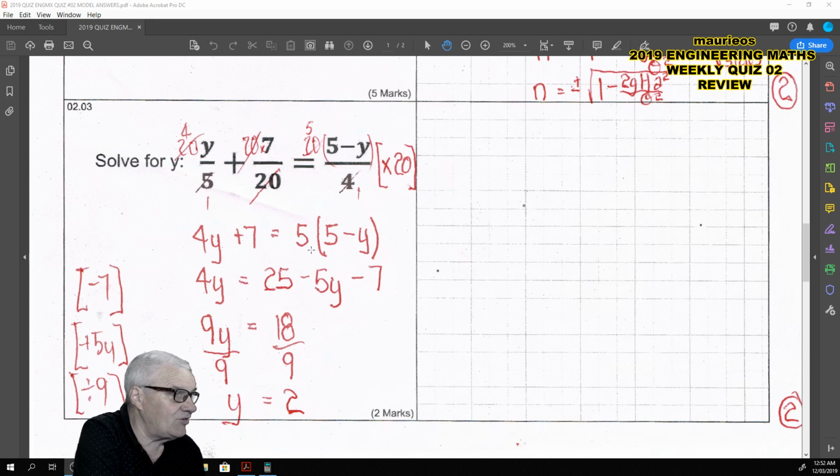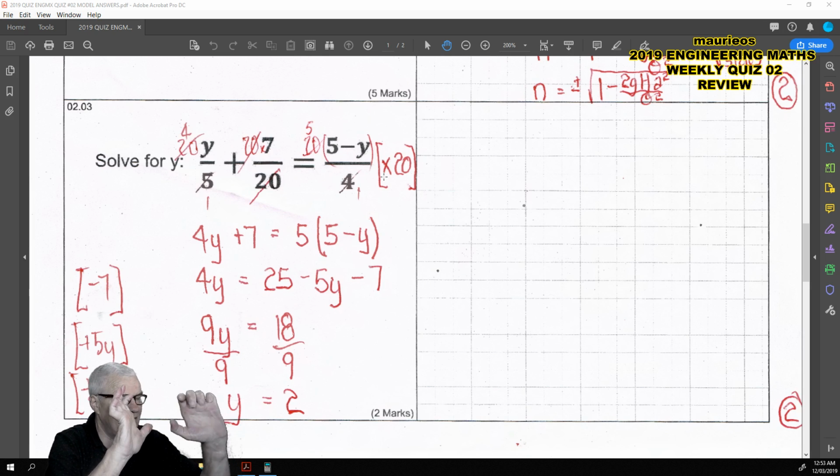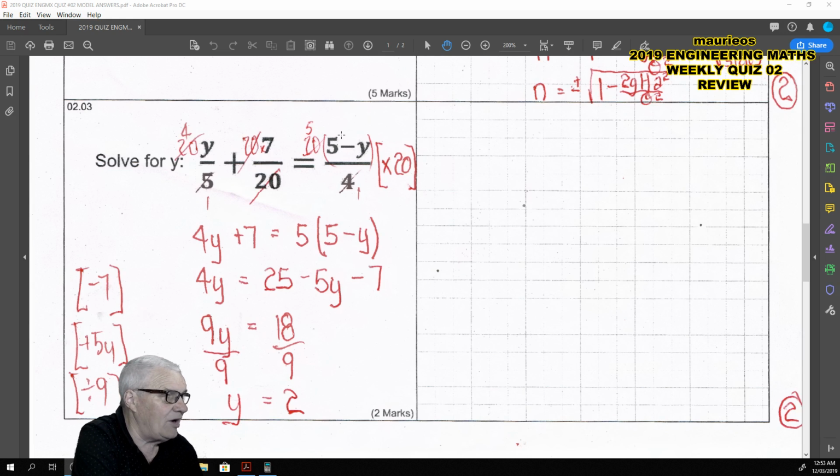So we get 4y plus 7 equals, and 5 minus y, I put that in the bracket. So remember that with the over sign, it's as if everything in the top is in a bracket and everything in the bottom is in a bracket. So 5 minus y times 5, if we go 20, and then 4 goes into that 5, so we get 5 into 5 minus y. That's what's going on there, because we multiplied that by 20. Okay, we could go 20 times that, but then 4 will go into that. So that's why we're doing this. So that gets rid of all the fractions.